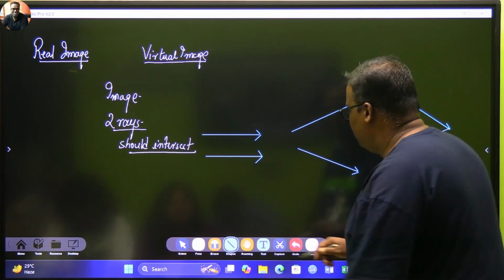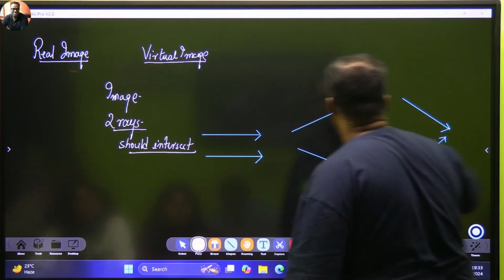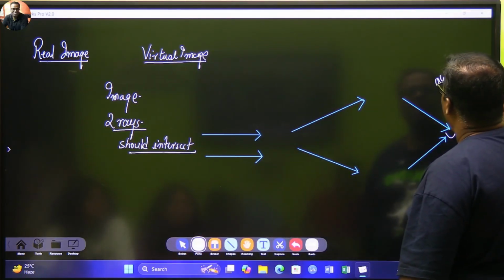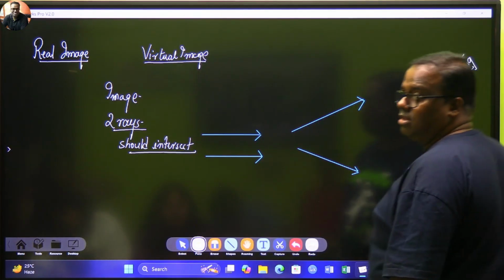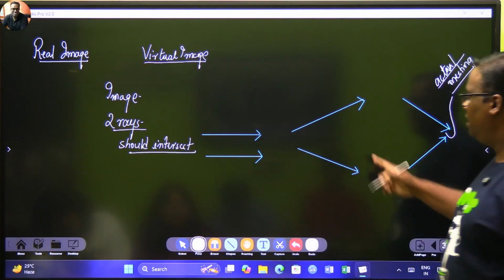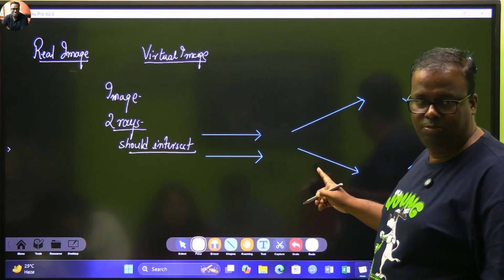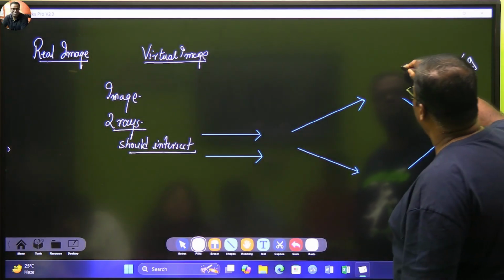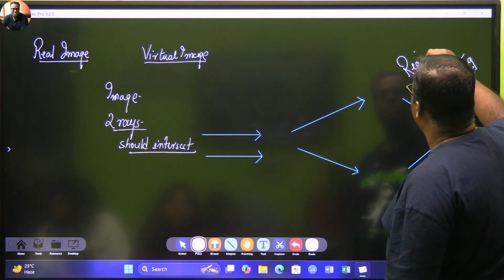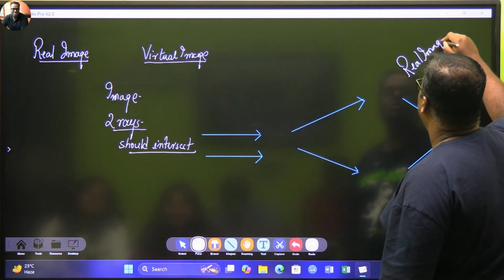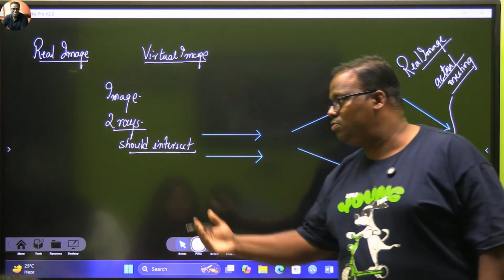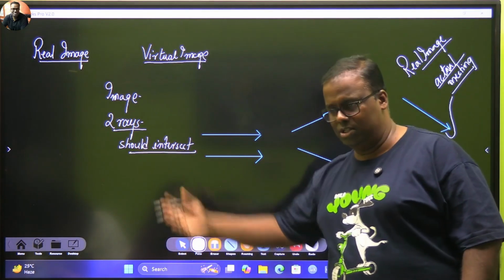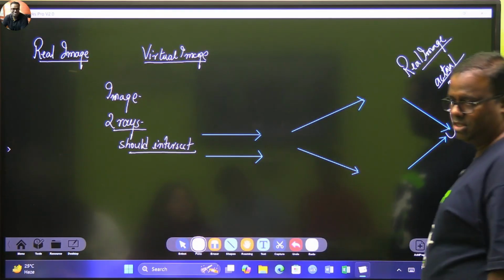So in the case of convergence, we will have an actual meeting. And in this case, will we have a meeting? No, we won't have a meeting. So when the rays actually meet, the image that they give out is known as a real image. Is this clear? All the images which you see on a screen or on a wall, which is also like a screen, are real images, right?